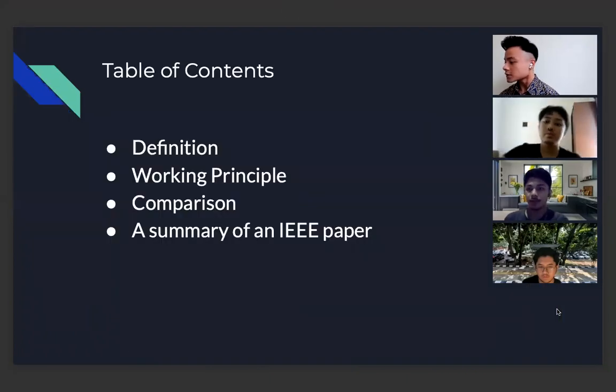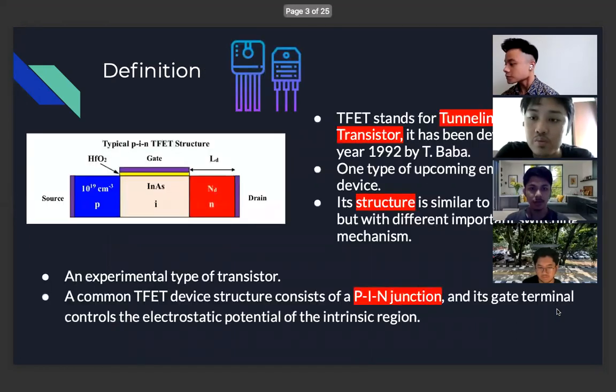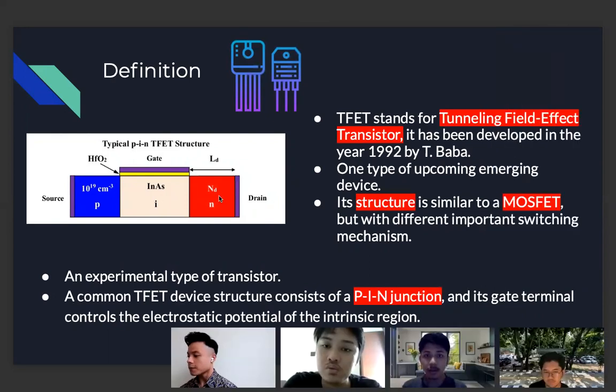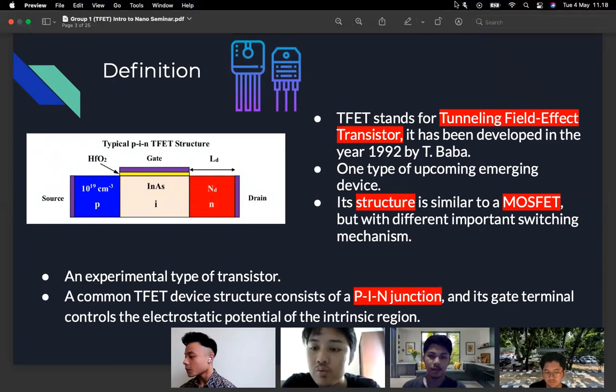So our presentation is divided into four main parts: definition, working principle, comparison, and also the summary of an IEEE paper that Arik has found. For the definition, we can see that TFET here, hafnium oxide, indium arsenide, and PIN. So basically it stands for tunneling field effect transistor by Mr. Baba. He was the one who developed it.